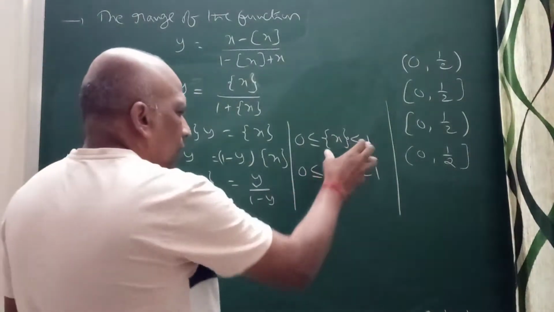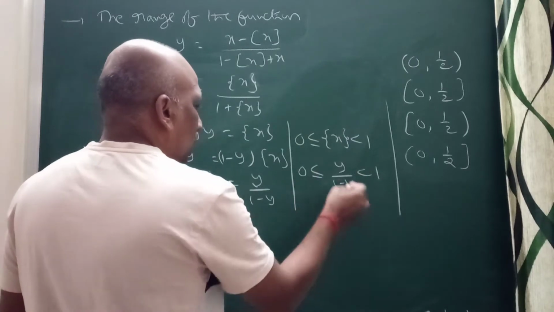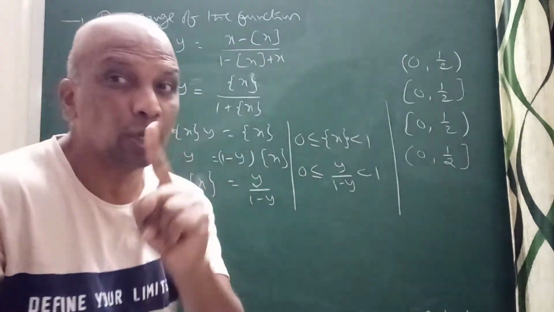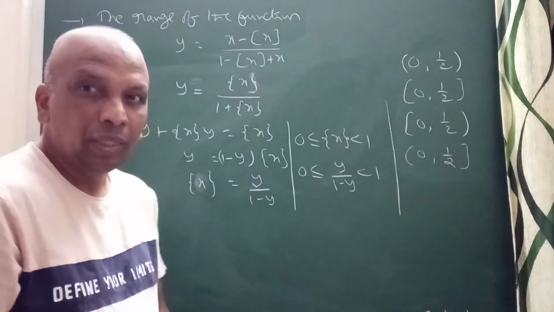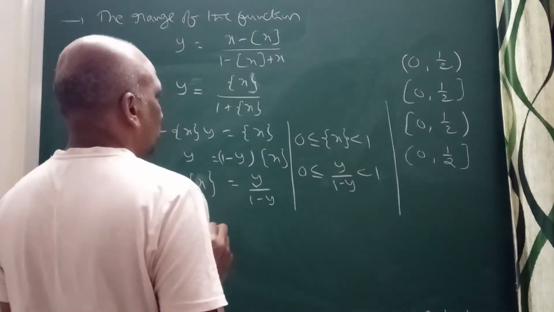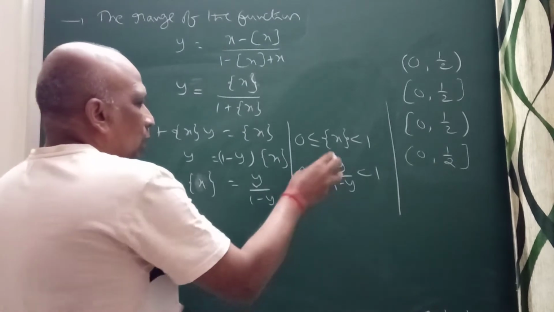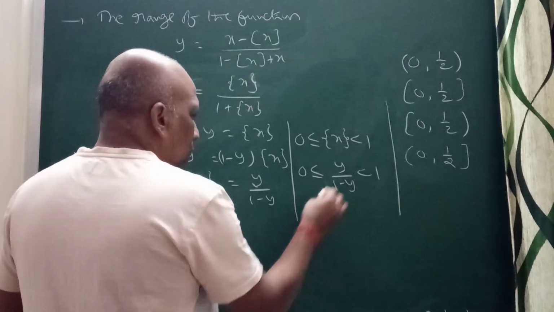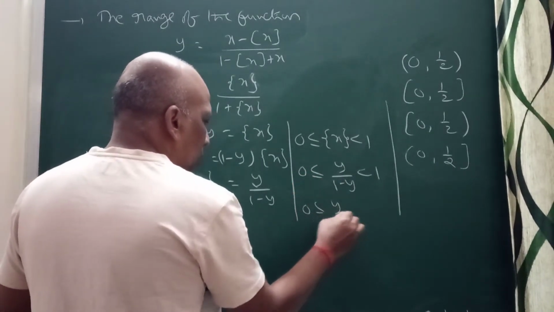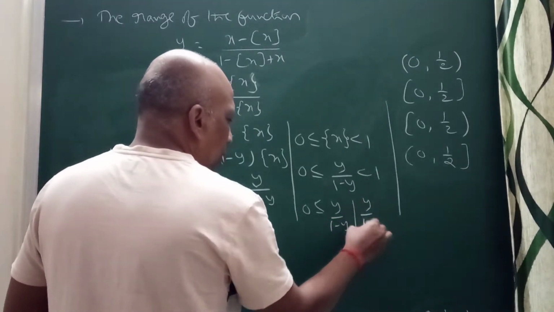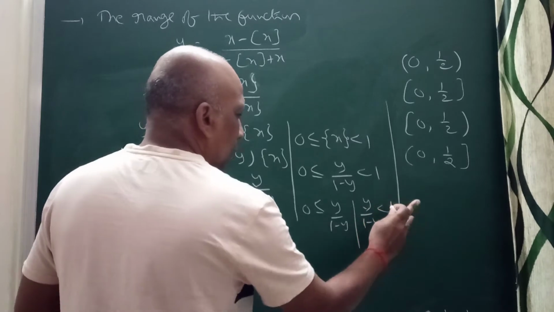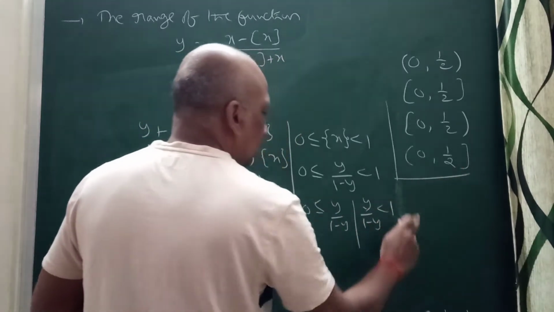See, in this case, suppose you take two categories. Clearly, this fraction is positive. Note, this is a positive value, because the fractional part is a positive value. So you take 0 less than or equal to y by 1 minus y as one case, and another one y by 1 minus y less than 1. Think about this one.